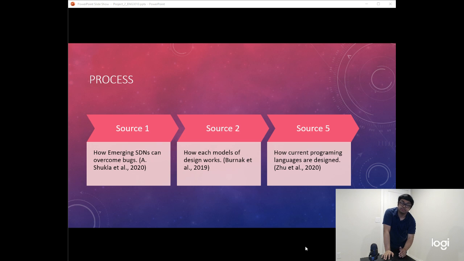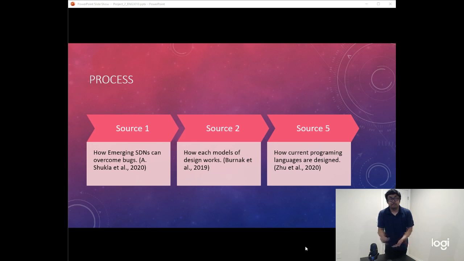The first categorization was the process. These were sources that had the process of SDNs, or explained how models work, or explained how current programming languages are designed. Source 2 dealt with the top-down model and the bottom-up model. The top-down is the model where it tackles all problems at once and goes down to a single solution, versus the bottom-up where it starts with a base and then spreads out.